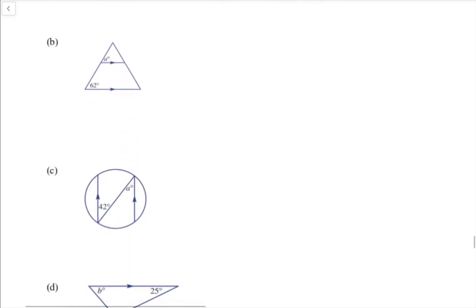When I look at part B, I can see two parallel lines. There's a line passing through them. There's an upside down and backward F shape. So those two angles are equal. So A equals 62 degrees. F shape is corresponding. So the reason they're equal is that it's corresponding.